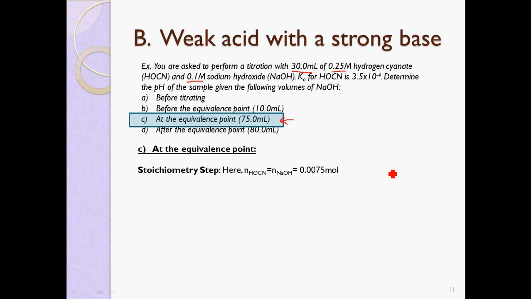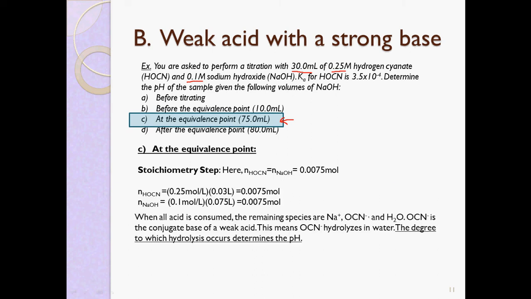Remember, the whole idea or the definition of equivalence point is equal number of moles of acid, equal number of moles of base. And if there's equal number of moles of them, that means that all the acid is used up, all the base is used up, so the only thing that's remaining is our sodium ion, which we don't care about, our OCN negative, which we do care about, and our water. And the OCN, once again, is the conjugate base of a weak acid, that means the OCN is going to react with the water, or more technically, we're going to say it hydrolyzes the water.